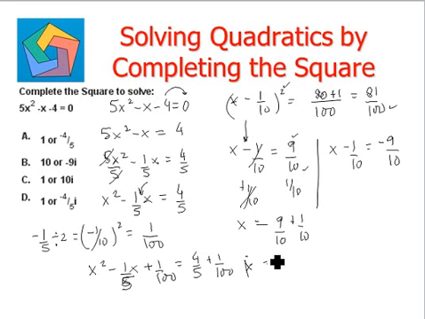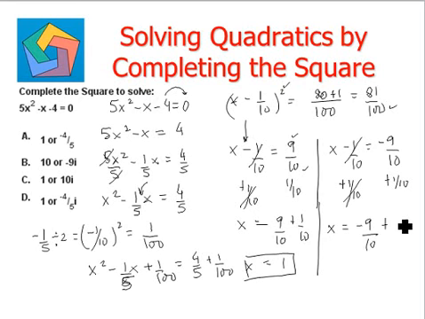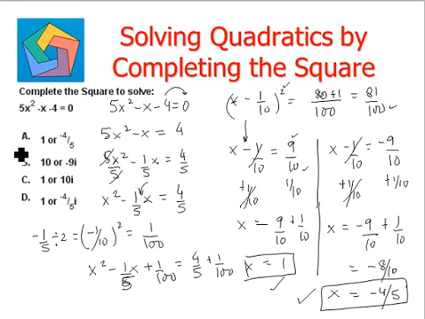So we've got the first value of x as 1. To find out the other value, again we add 1/10 to both sides. This becomes again 0. x equals negative 9/10 plus 1/10, which is equal to negative 8 by 10, or if we reduce this, it becomes negative 4/5. So the two values of x are 1 and negative 4/5, which can be seen in option A.